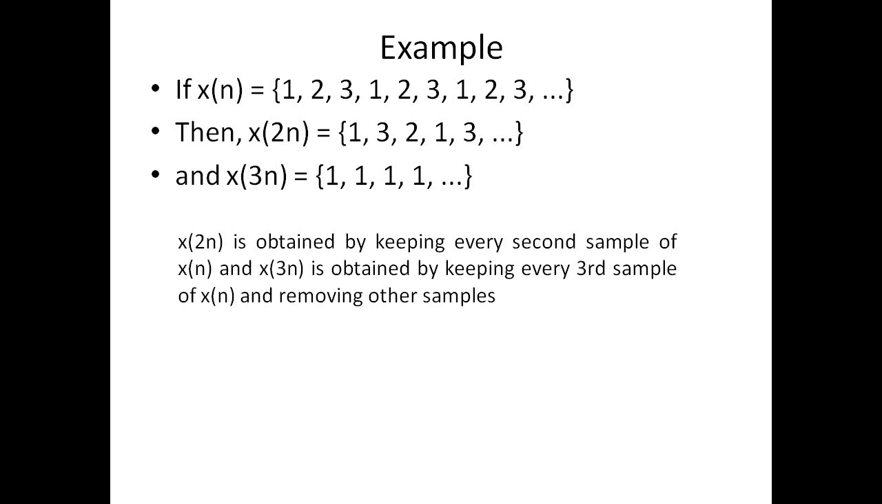Now let me consider an example: 1 2 3 1 2 3 and 1 2 3. If you want to downsample the signal at a rate of d equal to 2, then we pick the samples at every second position, and the remaining samples are totally removed from the analysis. Similarly, when we take x of 3n, the 3 here means we consider the samples at regular intervals of 3, whereas the other samples, other than the 3rd, 6th and 9th samples of the given input signal, are totally removed from the analysis.